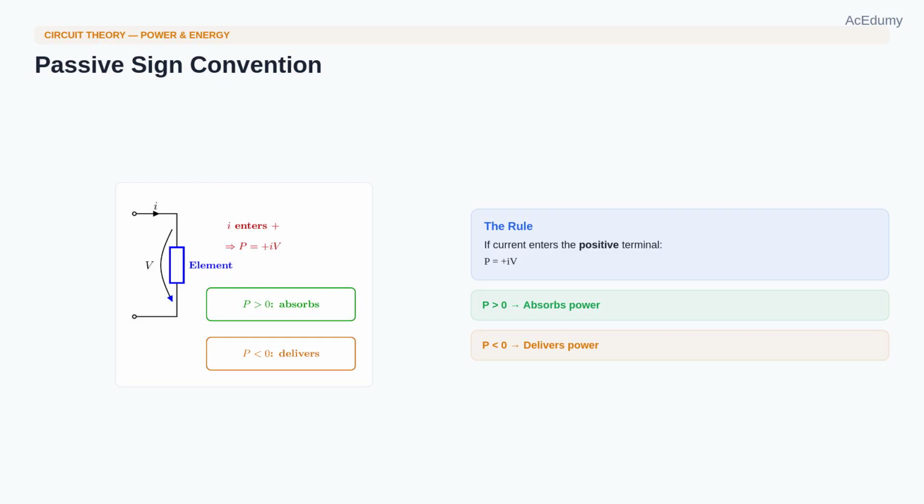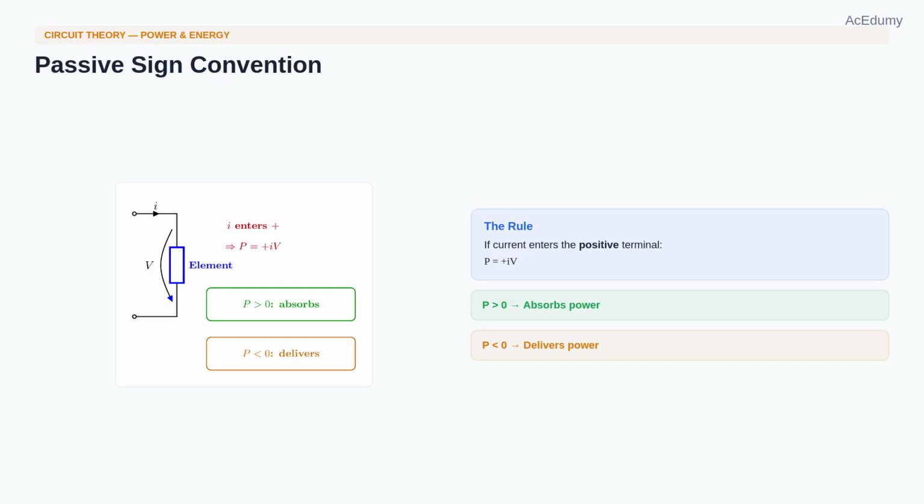How do we know if an element absorbs or delivers power? This is where the passive sign convention comes in. Here's the rule. If current enters through the positive terminal, then P equals plus I times V, and the positive result means the element absorbs power.